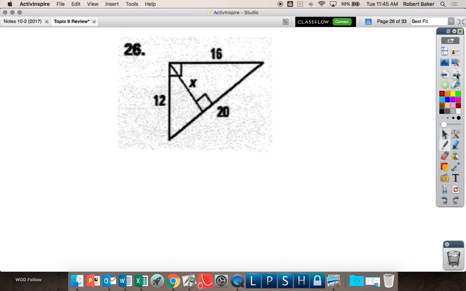Wait, what are we trying to find though? We're trying to find the value of x, the variable. Oh, this is like those questions yesterday where you have to take a preliminary step to solve what we're doing. Never mind. It doesn't matter.